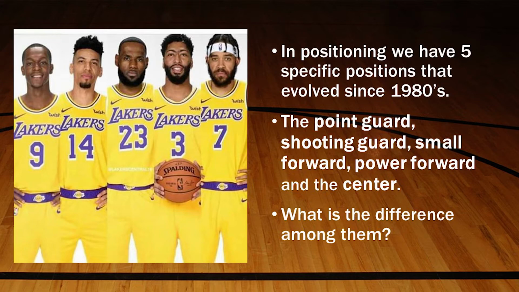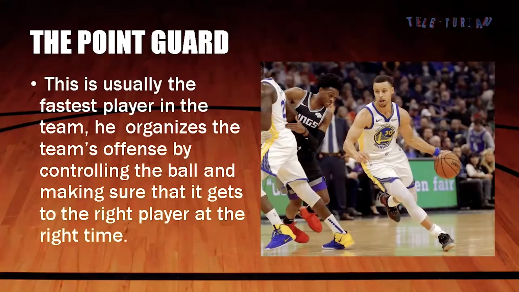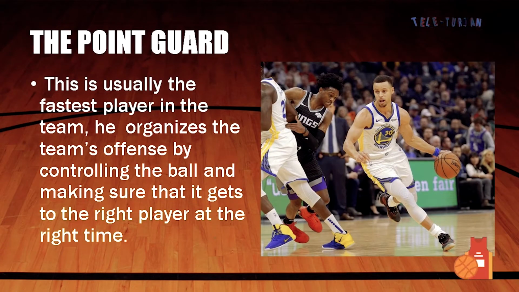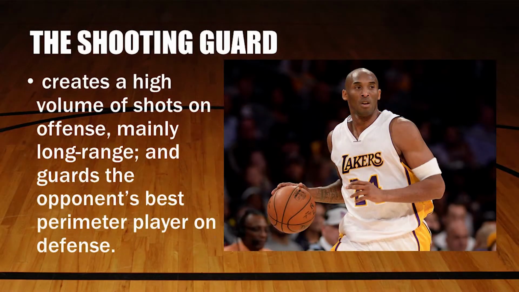What is the difference between them? The point guard, this is usually the fastest player in the team. He organizes the team's offense by controlling the ball and making sure that it gets to the right player at the right time. The shooting guard creates a high volume of shots on offense, mainly long range, and guards the opponent's best perimeter player on defense.